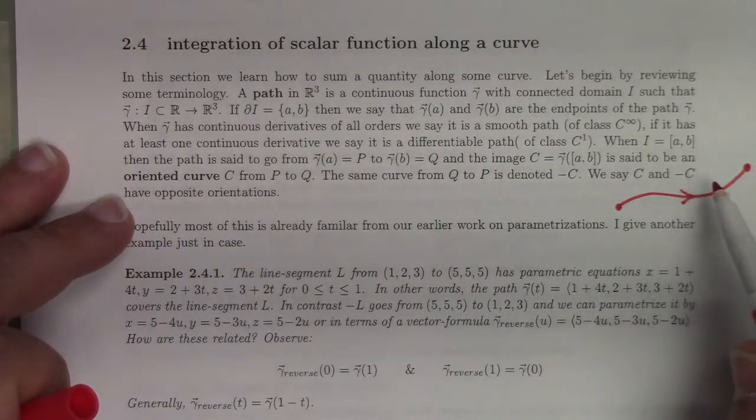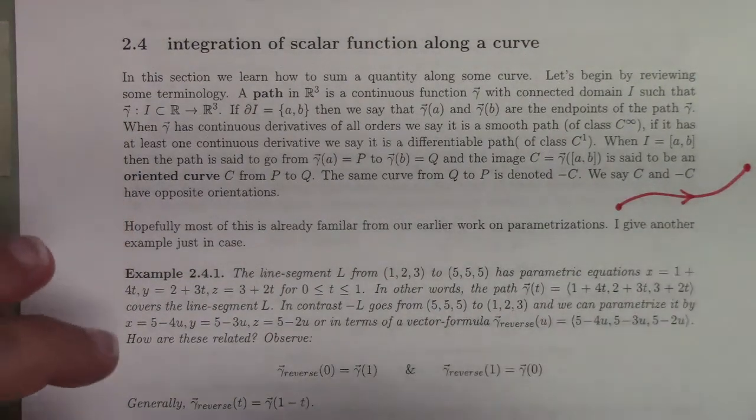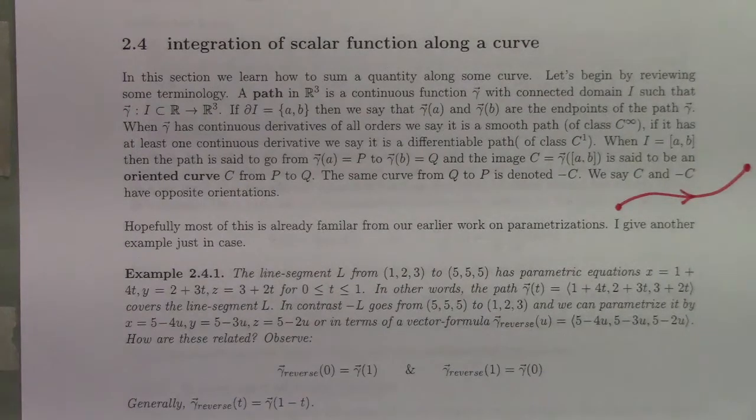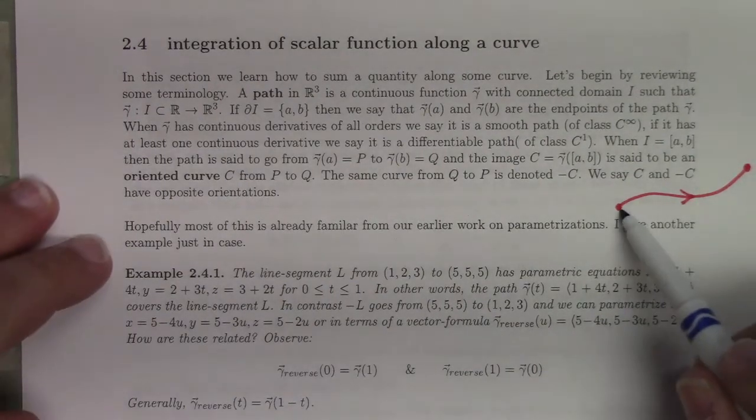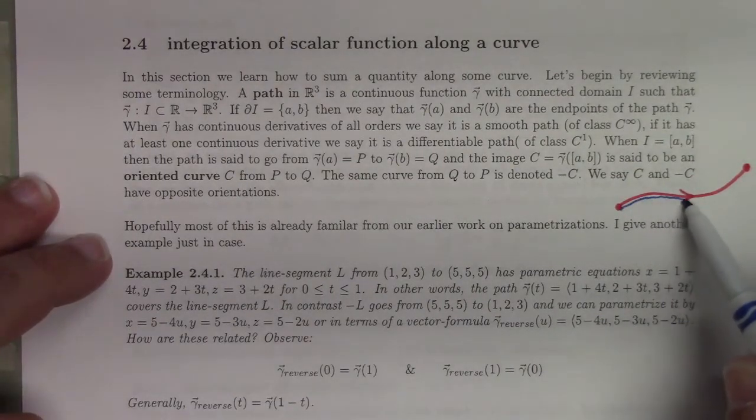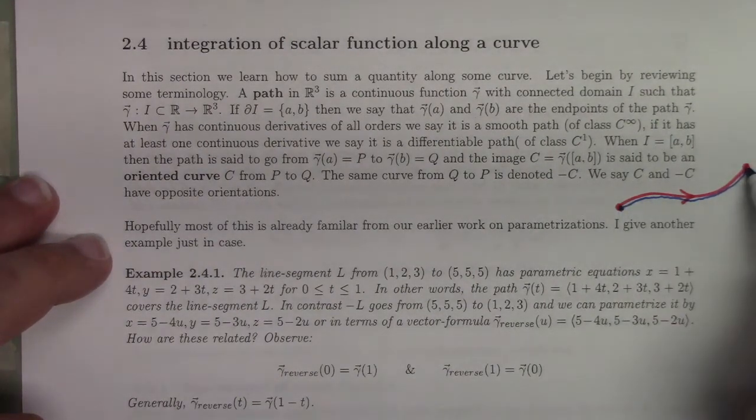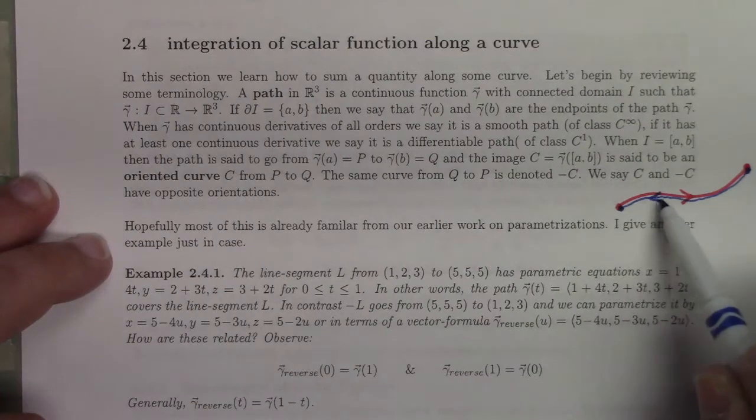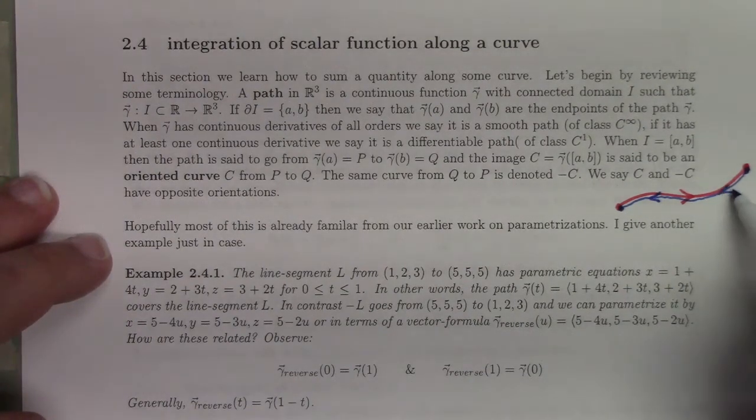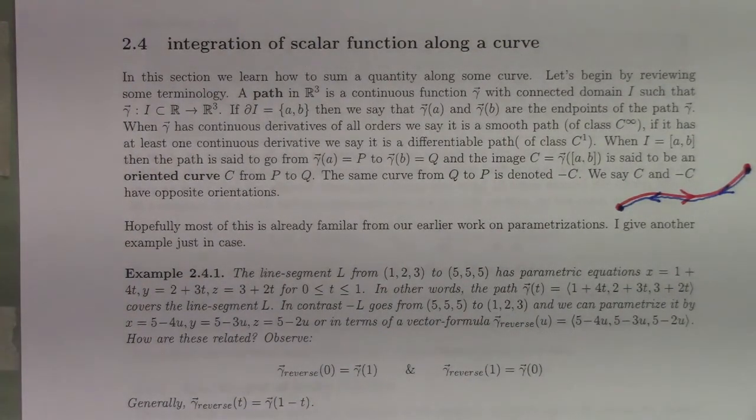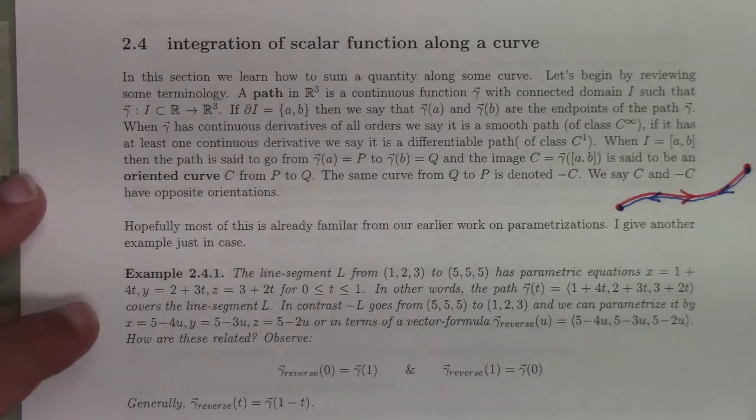So minus C would mean the same set of points, but in the opposite direction, which is hard to draw in the same set of points. But you can understand this picture for what it means. Same set of points, right? Same set of points, but the opposite direction. Okay. And so if you have a curve and if you have a path and you want to just reverse the direction of it, you could call that the reversal of the path.